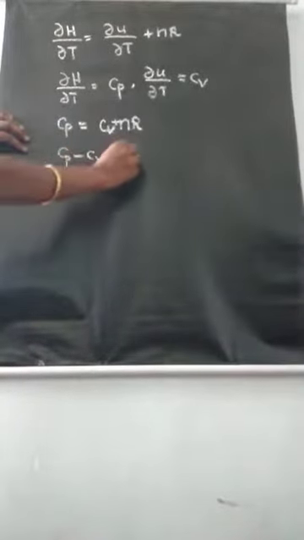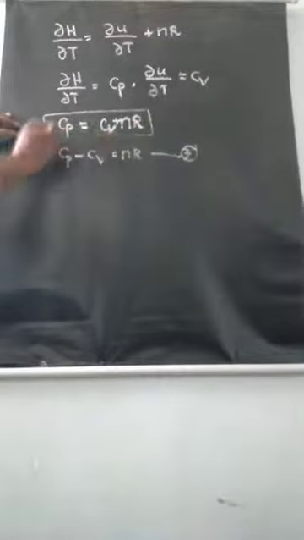Understand? From this, take the CV to the left side. CP minus CV is equal to n into R. This is equation 3. So this is the relation between CP and CV: CP is equal to CV plus nR. Understand this?